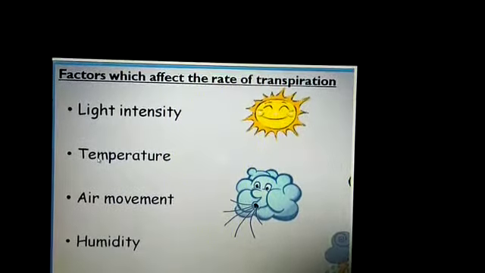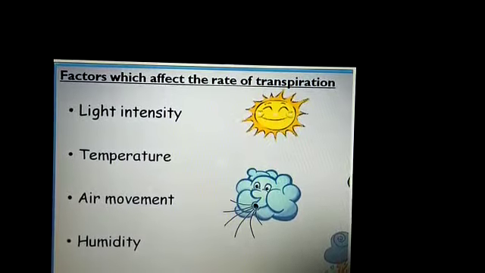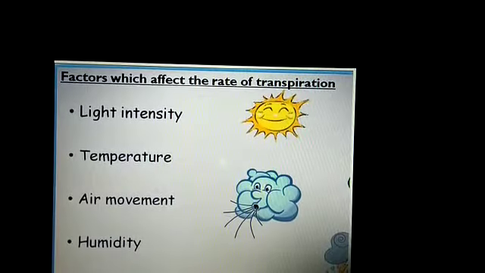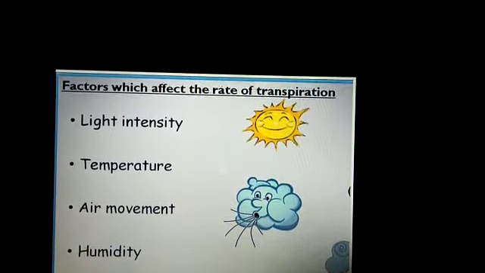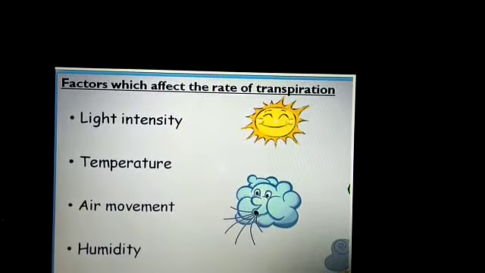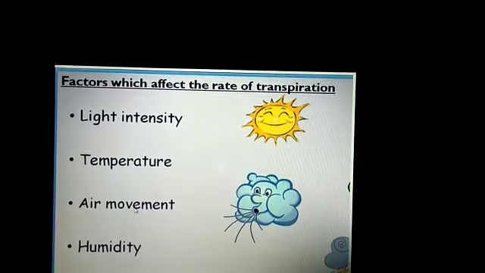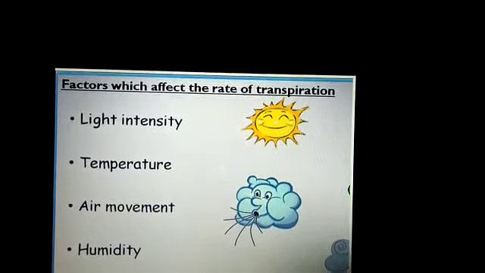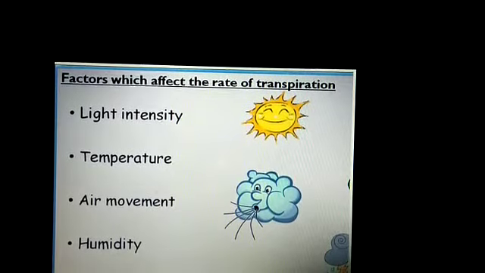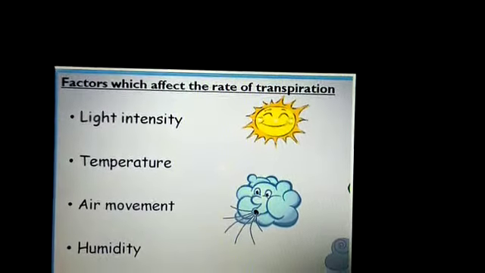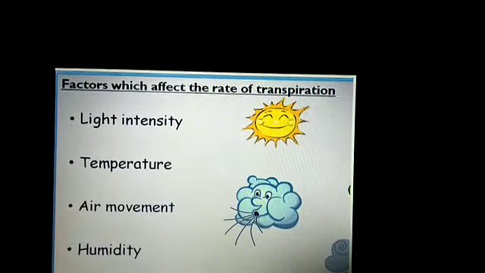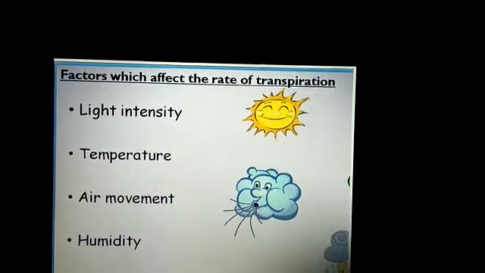Second, temperature. Transpiration is faster on hot summer days due to faster evaporation of water. Means the more the temperature, the more the evaporation will occur. Third one, air movement, means wind. Transpiration is more when the wind is blowing faster, as water vapor moves away faster from the surface of leaves. So the more the movement of wind, the more the transpiration will occur.